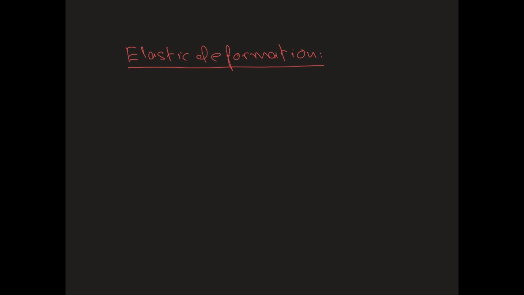Elastic deformation. First, we understand what is deformation. So when I say deformation, deformation is change in shape. So when you apply the force on an object and this object changes the shape, this is called deformation.